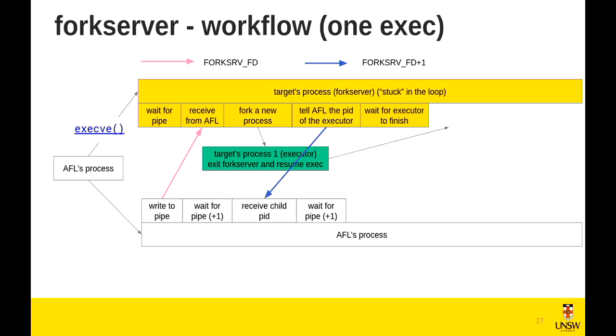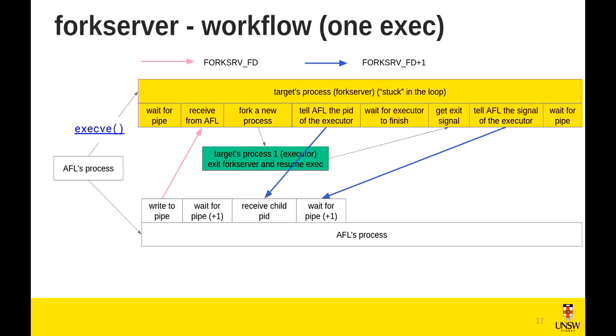And once the execution of a test input finishes, the fork server can get the exit signal of the child process here, and it will send it to AFL, and this is what AFL is waiting for. It's waiting for the signal. So it will tell AFL the signal of the executor and wait for pipe input again.